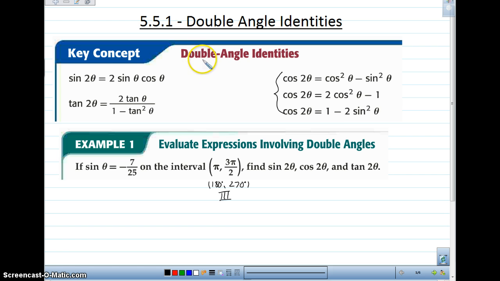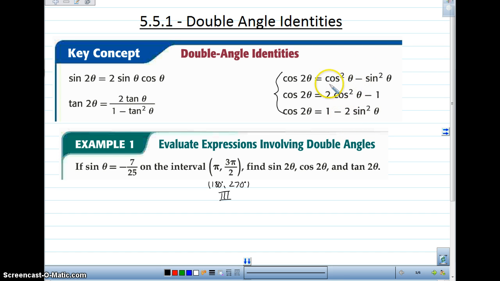This identity describes how we can take the sine, the tangent, or the cosine of twice an angle, or 2 thetas, and re-express it as just single thetas. And so it becomes really helpful when you have a coefficient on your theta inside the trig function. So notice that there's one identity for sine and one identity for tangent, but there are actually 3 different versions of the cosine double angle identity. And each of these versions will be useful in different scenarios.